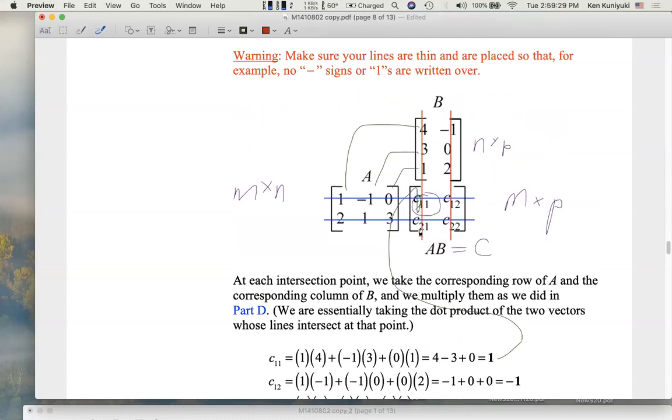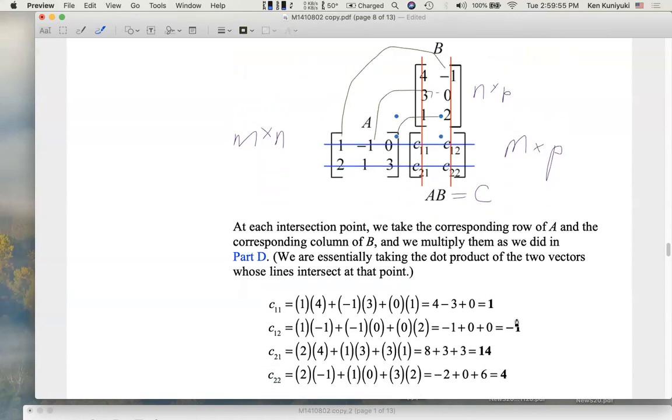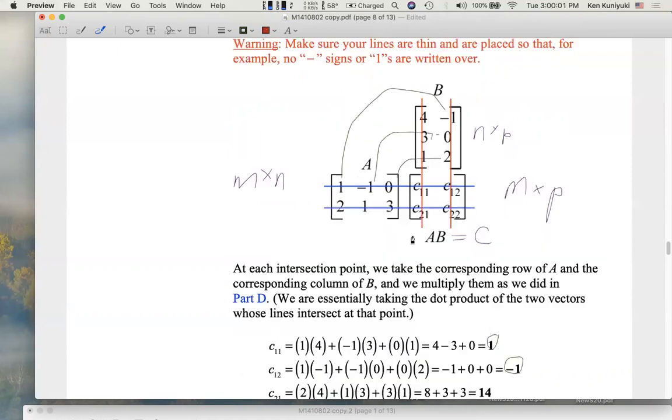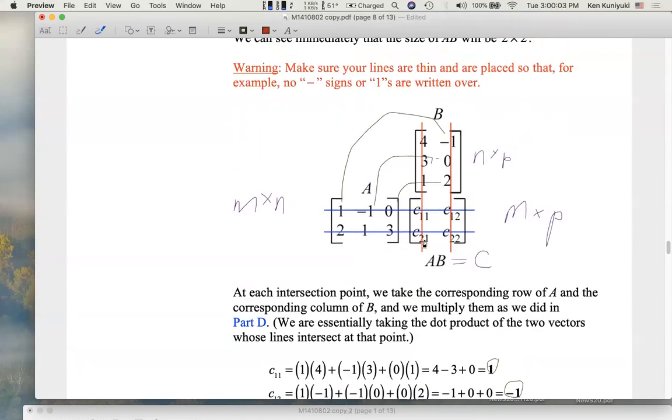And then I'll show you the rhythm. For the upper right entry, it's going to be the first row of A times the second column of B: this times this, plus this times this, plus this times this. So it's going to be the -1 plus 0 plus 0, which is -1. -1 over here. C sub 2,1 is row 2 of A times column 1 of B. Don't worry about that, just work the entries here.